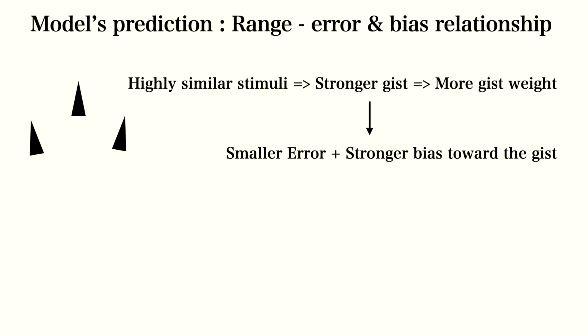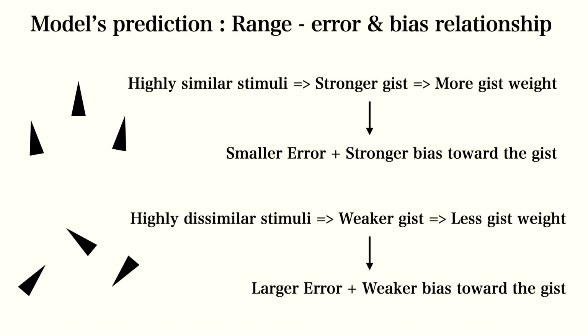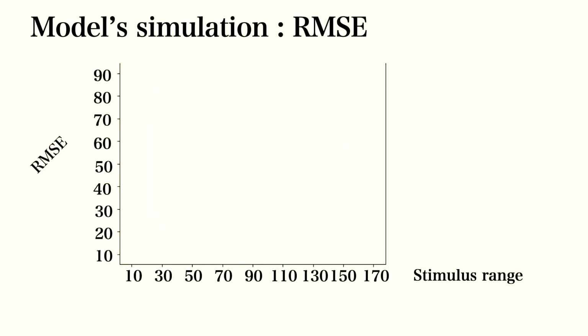From these two examples, we can formulate the prediction from this model. When the stimuli are highly similar, the gist representation will become stronger, making it more beneficial to combine these two together. This will result in more precise but also more biased memory. On the other hand, when the stimuli are highly dissimilar, it will be suboptimal to combine these two representations together. So we will get a larger error and weaker bias for the gist in this case.